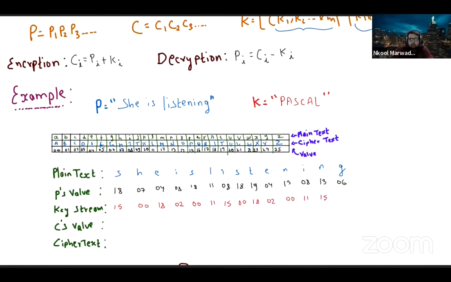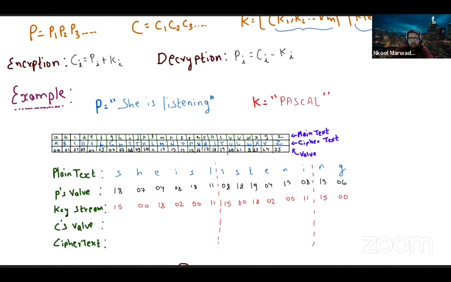So 1 2 3 4 5 6, 1 2 3 4 5 6. You can see here it is repeating. So the key string is repeating: 15, 00, 18, 02, then once again 00 and 11, and it is repeating.